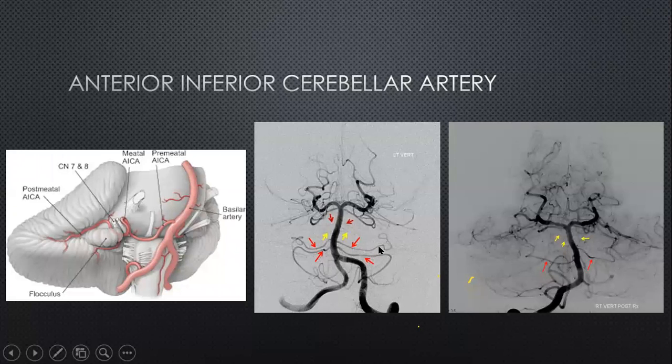It's a fairly long artery because it has to go around the pons and then supply some of the pons and some of the middle cerebellar peduncle. But subsequently it has this sort of loopy appearance at the level of the internal auditory canal, because not only does it supply the pons and the middle cerebellar peduncle, but the labyrinthine artery also comes from the anterior inferior cerebellar artery.